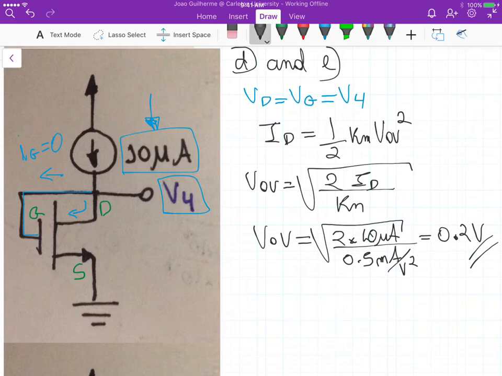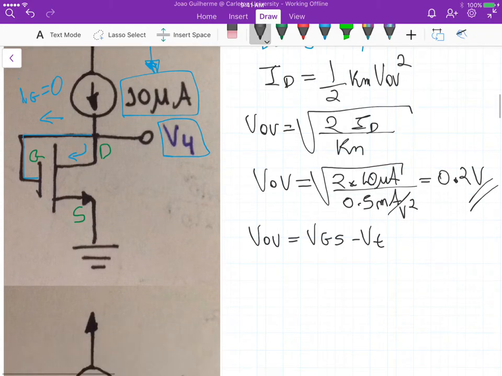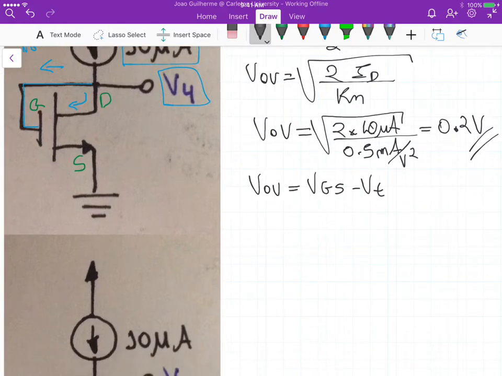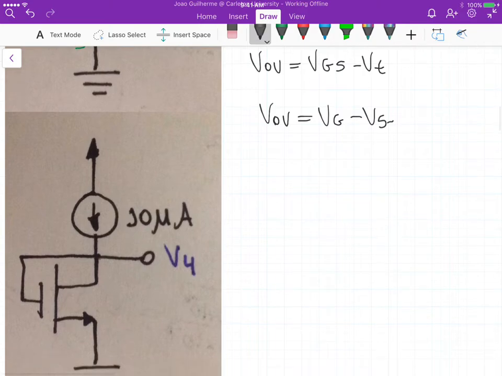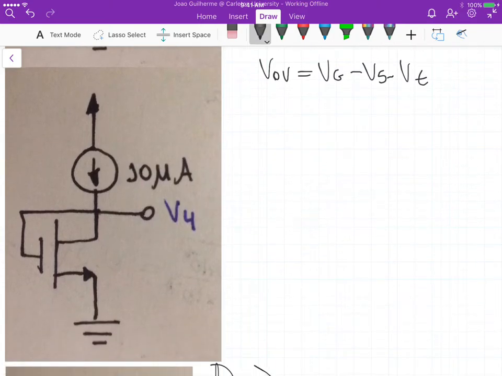Now, we know that the overdrive voltage is equal to VGS minus VT. Same equation that we used before. And this gives us that V overdrive is equal to Vg. Now let's look at the circuit again. VGS is Vg minus Vs minus the threshold voltage. Now if we look at the circuit right here, this source is grounded. So we know that Vs is equal to 0 volts.